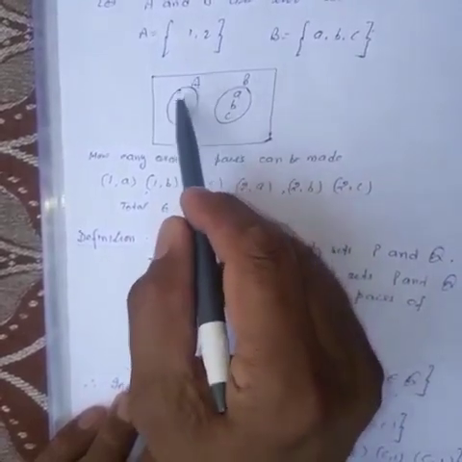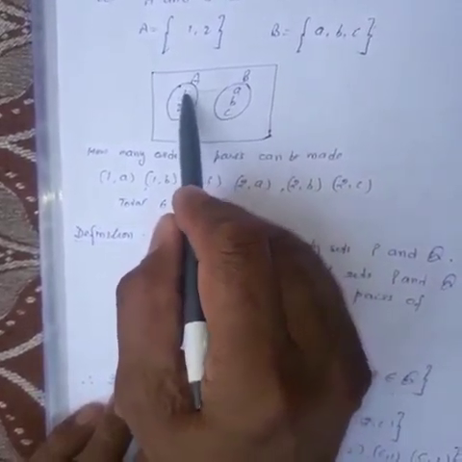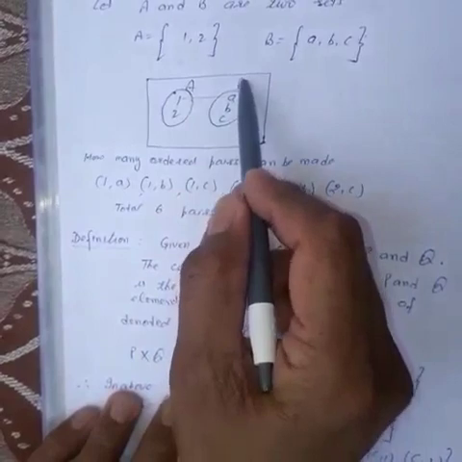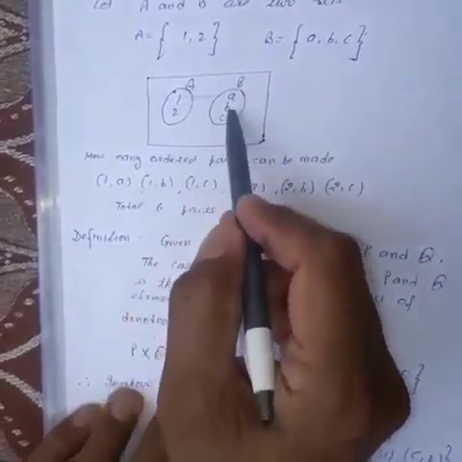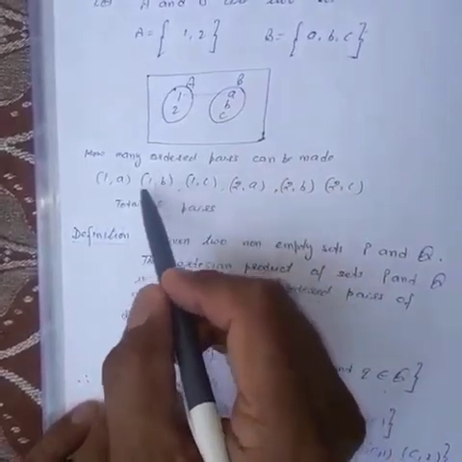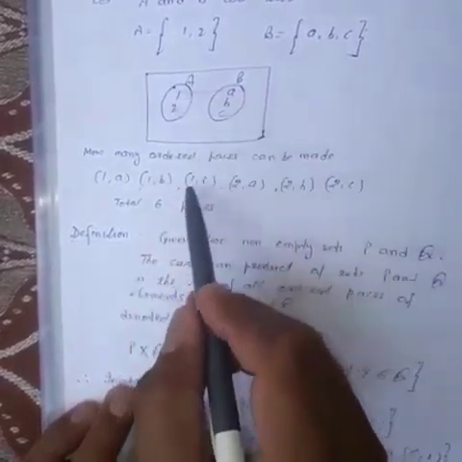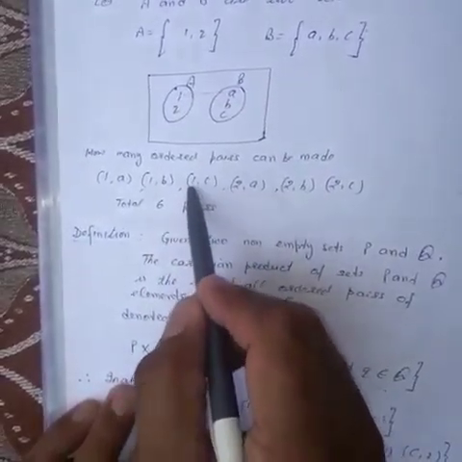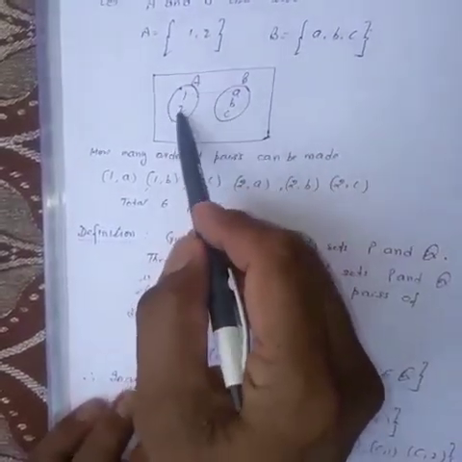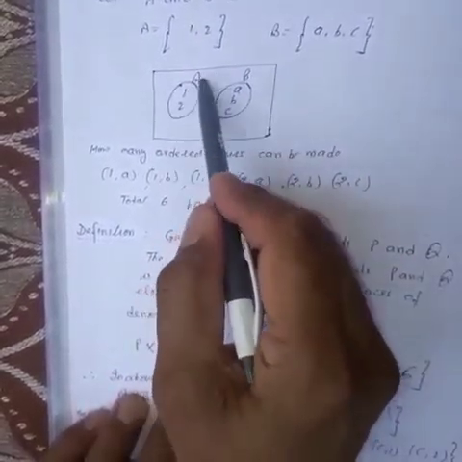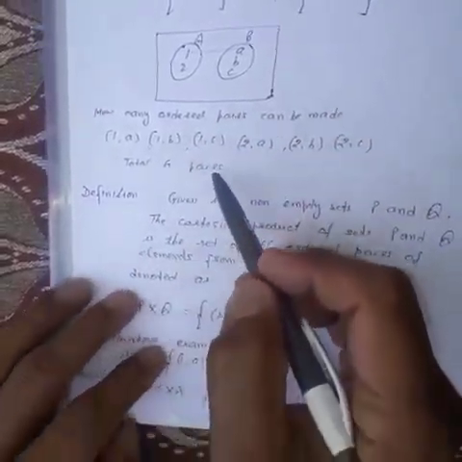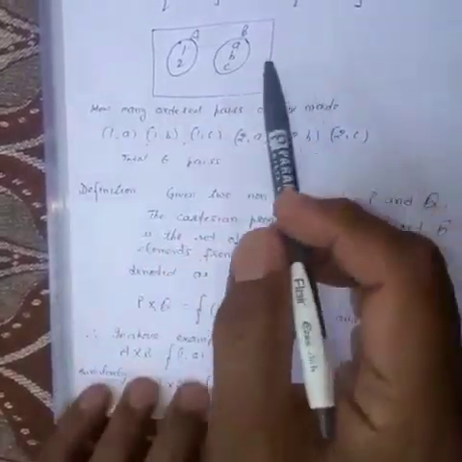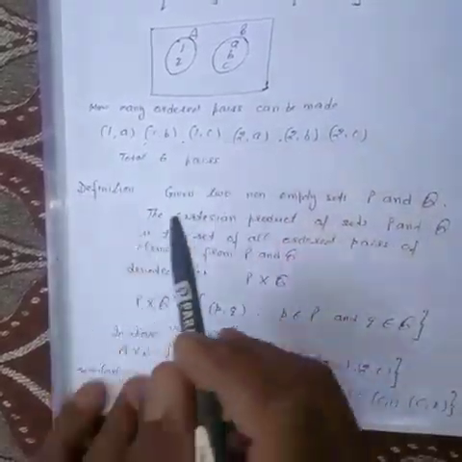Now the first element of set A is 1. So 1 is paired with a, the first element of B. Similarly, the pair of 1 with b we will write in this way. Then the pair of 1 with c, so (1, c) inside the bracket. Similarly, you start writing the pairs with the second element of A: (2, a), (2, b) and (2, c). So these are a total of 6 pairs. Now we'll try to understand the Cartesian product definition.